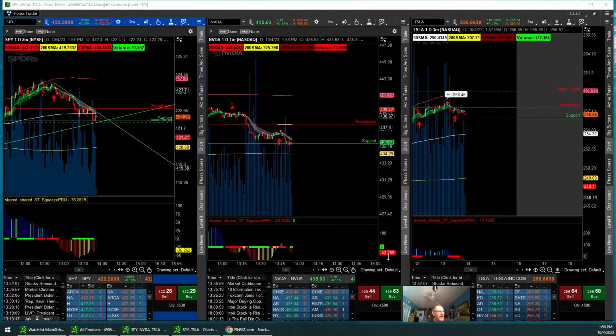Green. Anything underneath 14207, counter goes red.